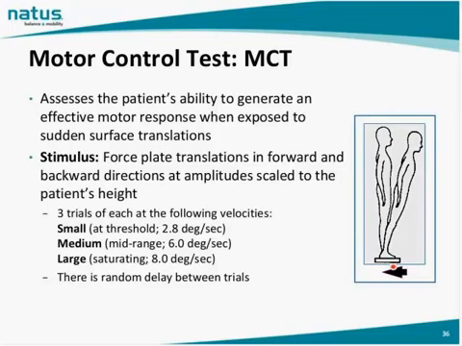Another analog of that is the classic push test that is used in neurology and in physical therapy, where you push the patient at the sternum and see how quickly and whether or not they can or cannot recover balance control. We do this with 3 different levels, or different sizes of translations, referred to as small, medium, and large, with the small being just at threshold.